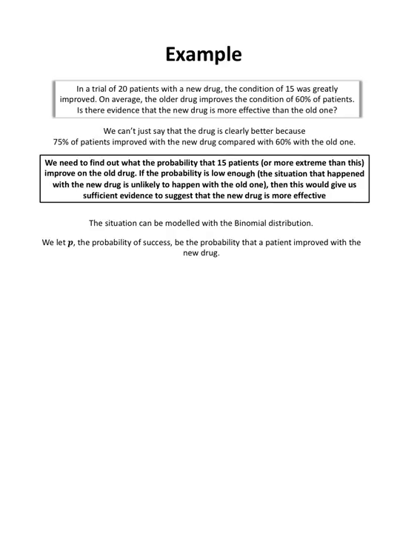We need to find out the probability that 15 patients or more extreme than this, so 15, 16, 17 up to 20, improve on the old drug. If the probability is low enough, then the situation that happened with the new drug is unlikely to happen with the old one. Then this would give us evidence to suggest that the new drug is actually more effective.